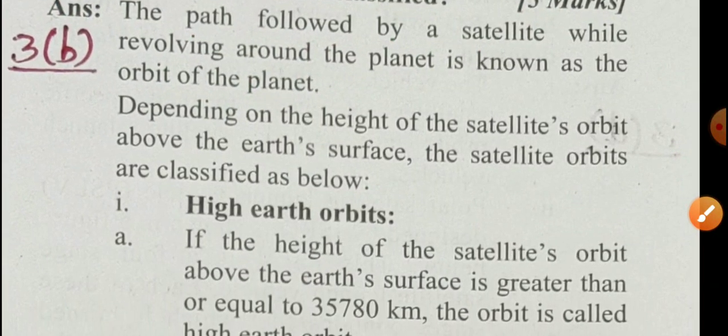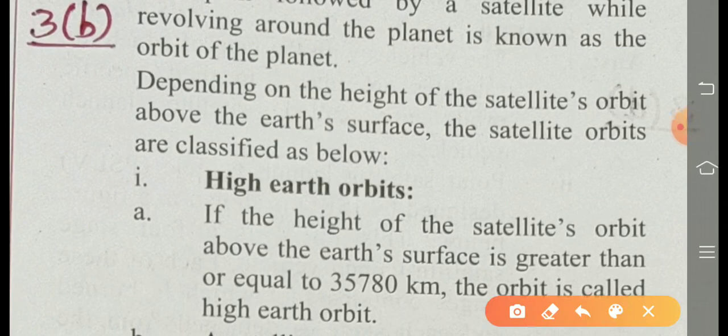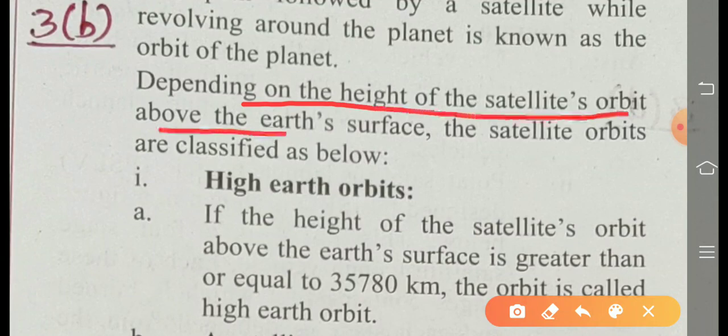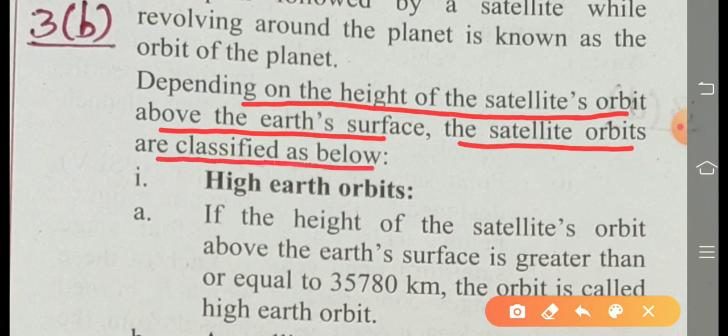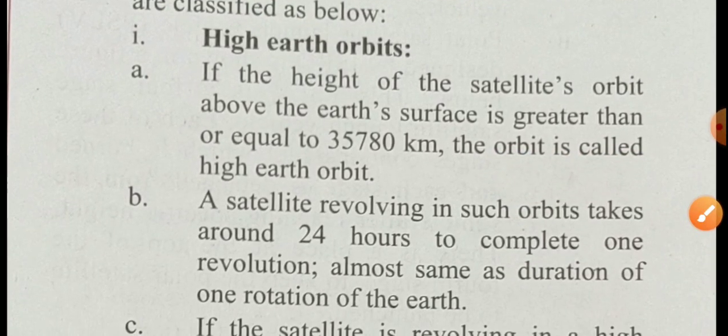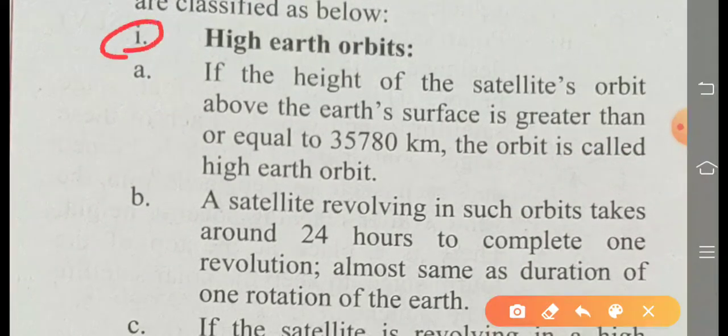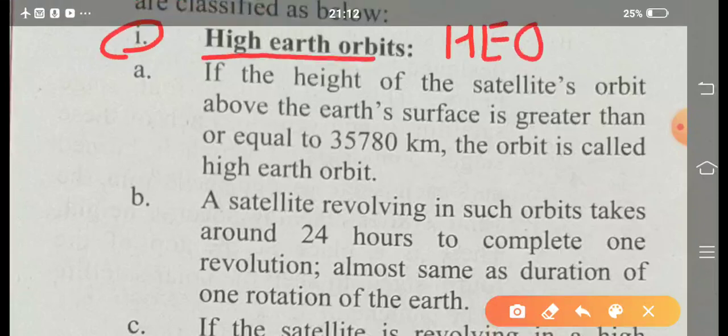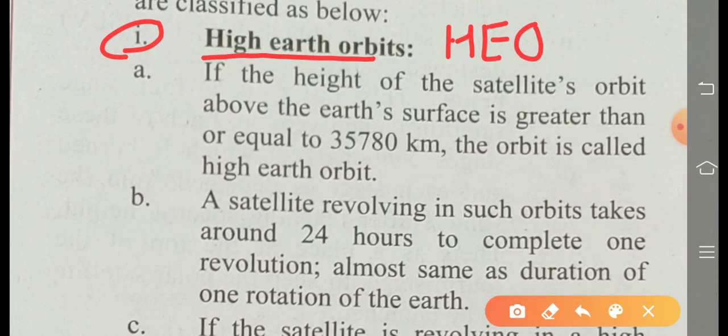Next. Now, depending on the height of the satellite's orbit above the Earth's surface, the satellite orbits are classified as below. First one, high Earth orbit. High Earth orbit, that you write as HEO. HEO means high Earth orbit.